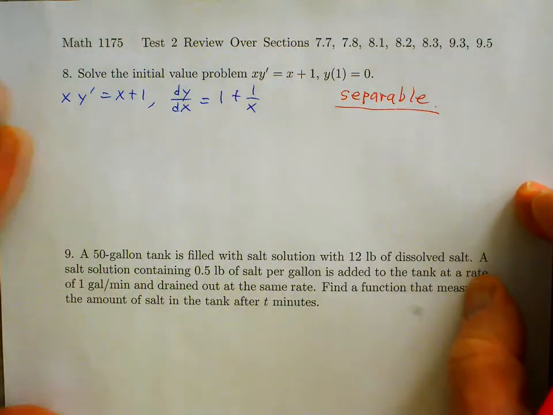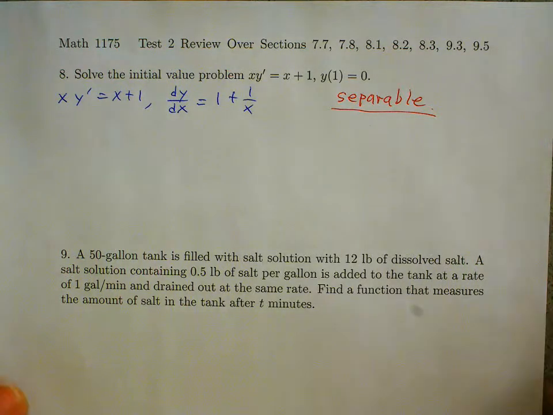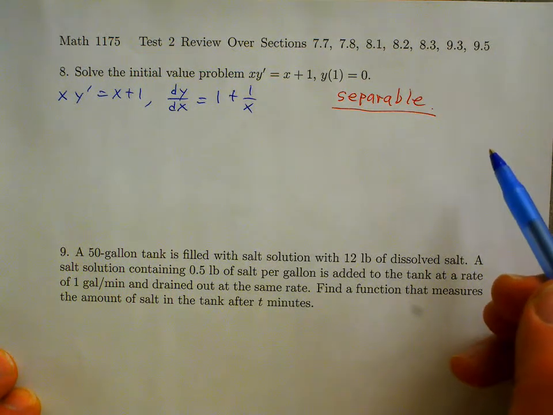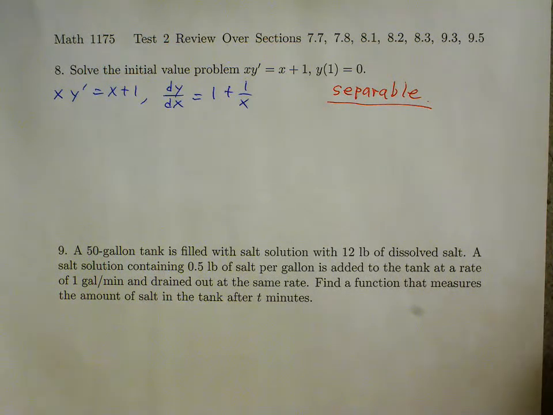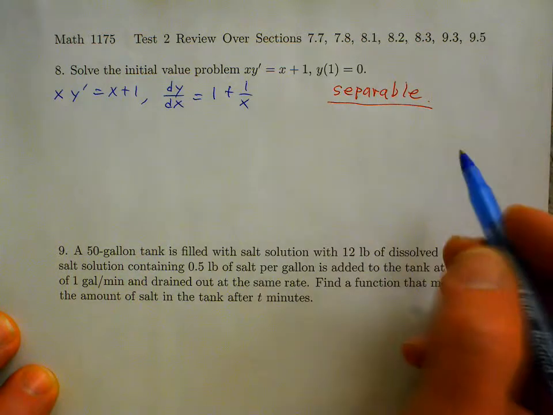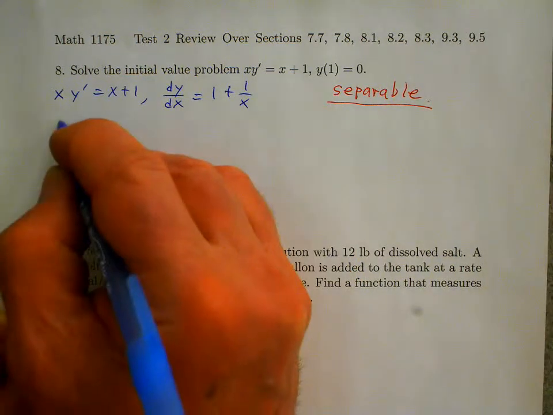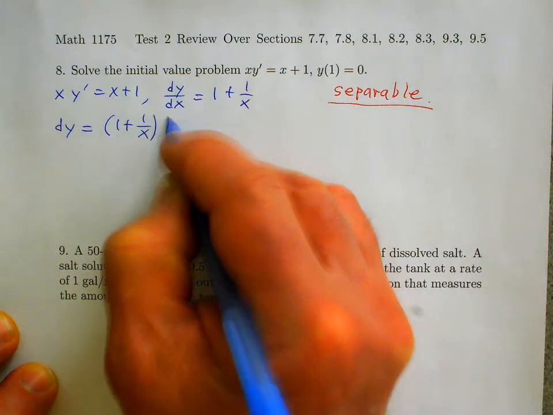So what is meant by separable? Well, if we have all of the terms that have the variable y on one side and all of the terms that have the variable x on the other, including the dy and the dx, then it's separable. So if we just multiply both sides by dx, we get dy equals the quantity 1 plus 1 over x dx.